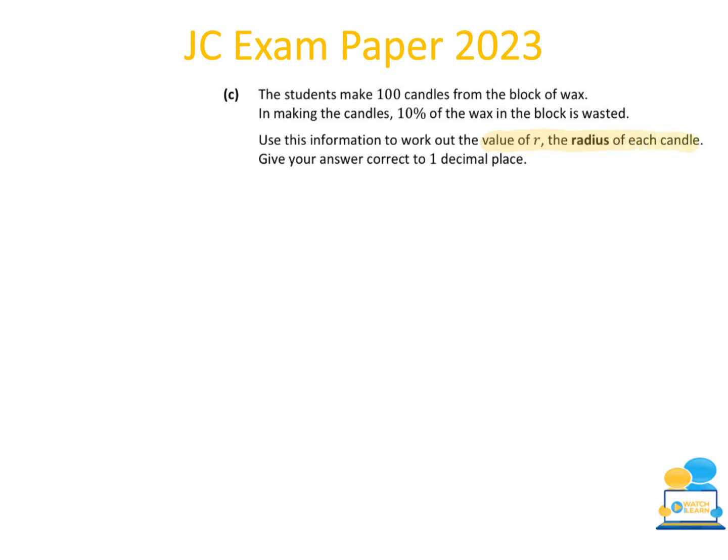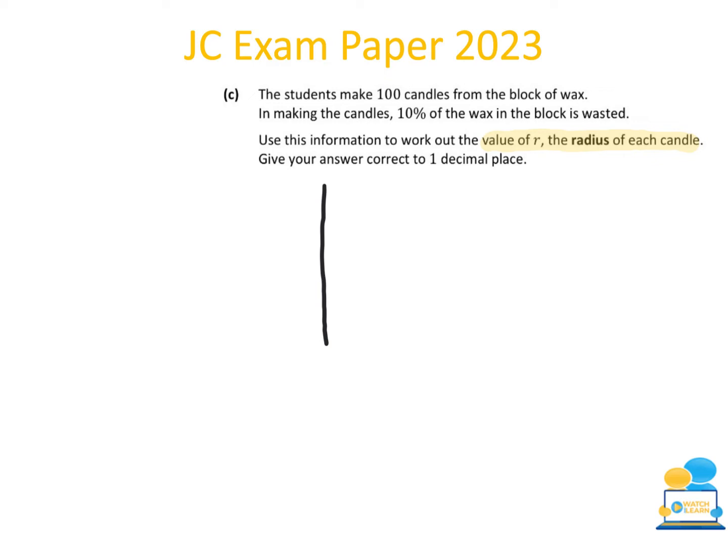To do this, I'm going to use the information at the start of the question, and I'm going to do this in 2 separate parts. Firstly, I'm going to find out what is the volume of 100 of these candles of wax, and secondly, I'm going to find out what is the volume of wax that was used from the original block that we started off with. When I get both of these answers they will represent the same value, and therefore I can put them equal to each other and hopefully solve for r then.